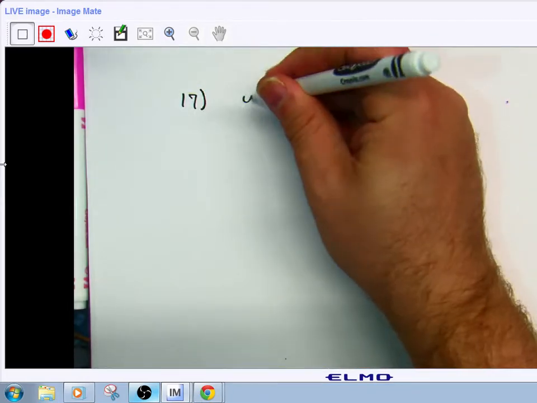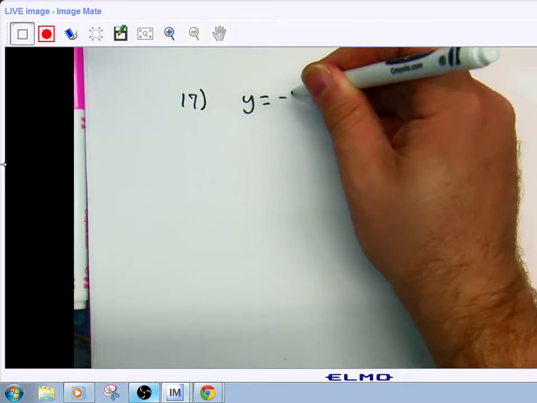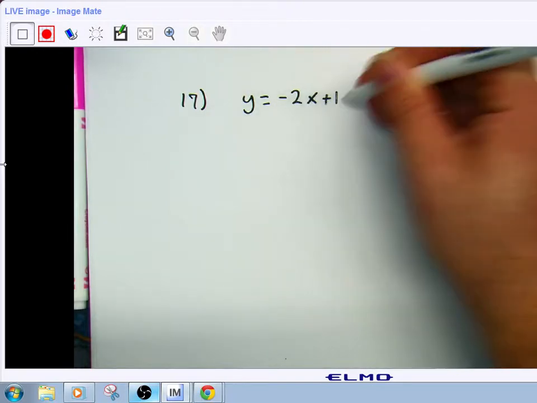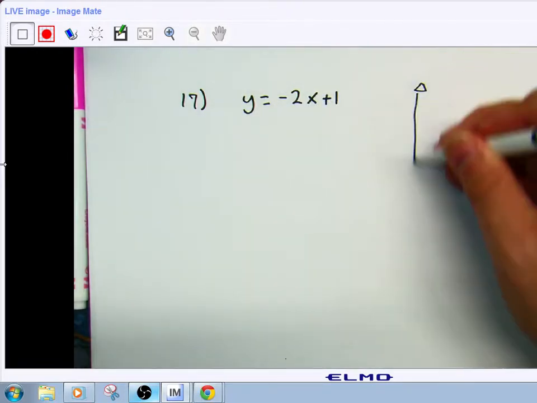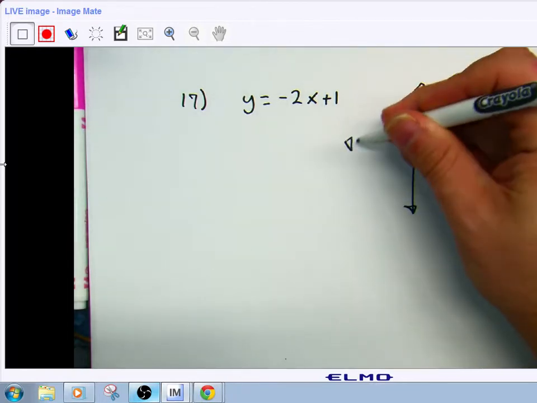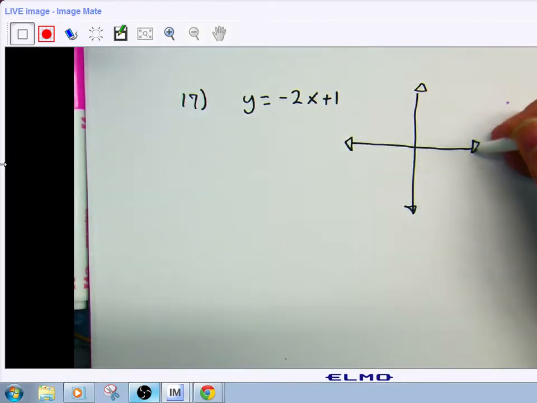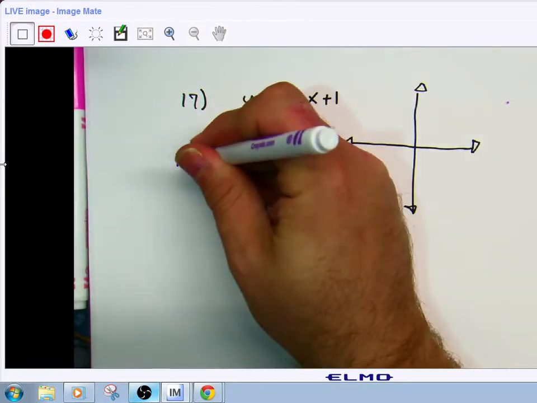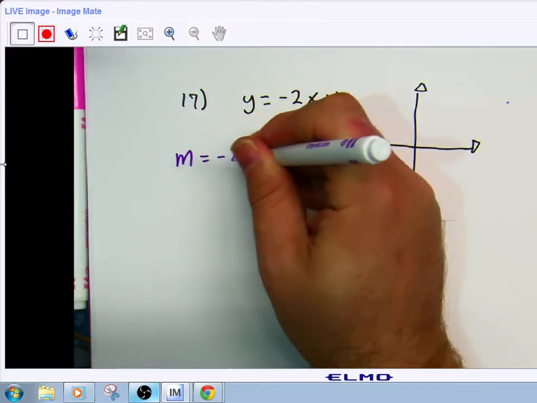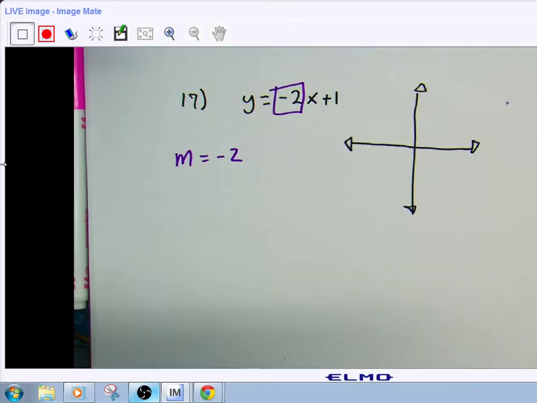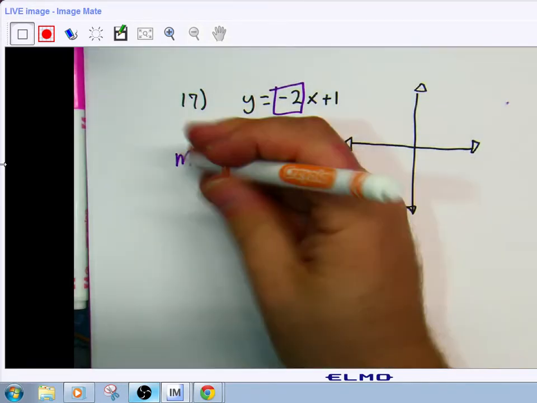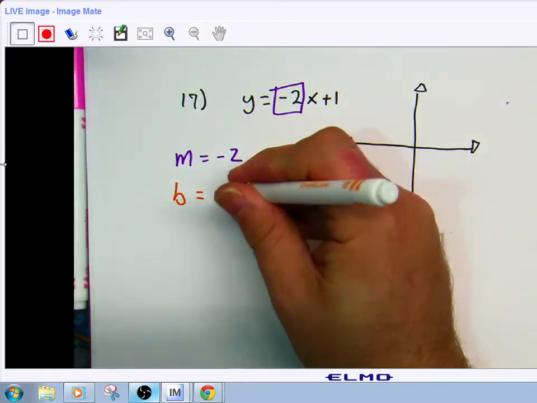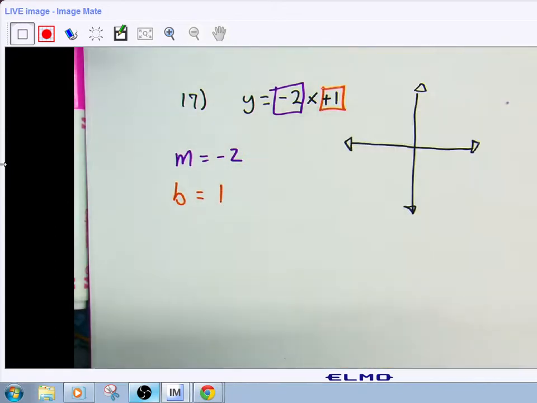So this one says y equals -2x plus 1. Okay, and so we're going to do the same sort of steps. So let me draw this out real quickly. I can see that my m is going to be -2, because that's this number here. I see that my b is going to be 1, because that's this number here.